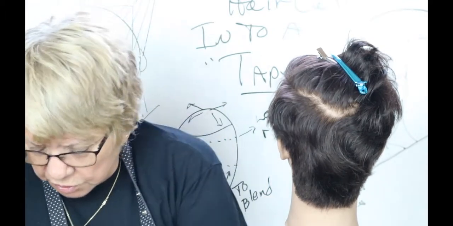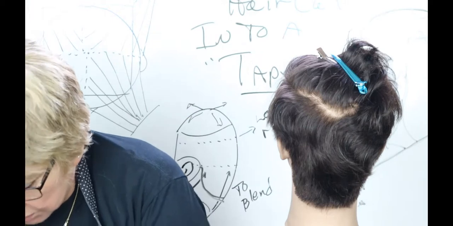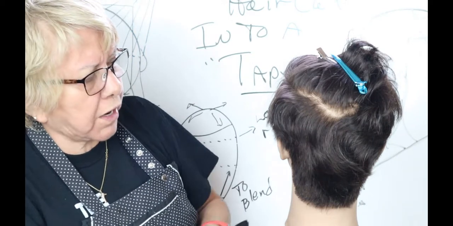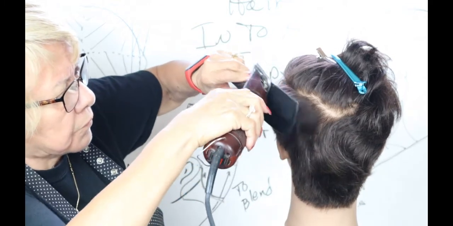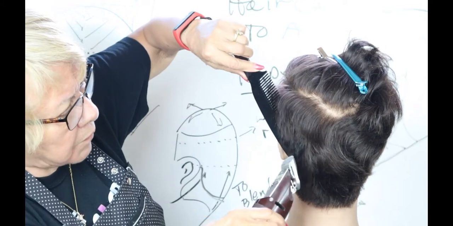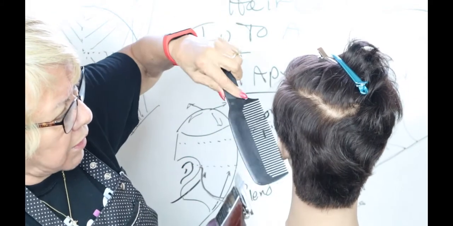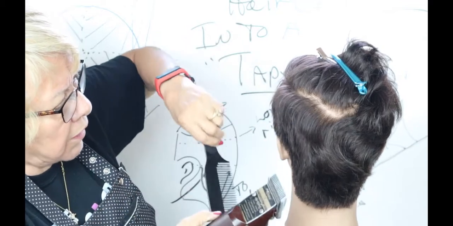So what I'm going to do is just take the guard off. I'm not messing with it anymore. And you'll just see this stuff just come off. So we're doing it at a 3.5. There you go. I'm just using my clipper comb. I love these combs.